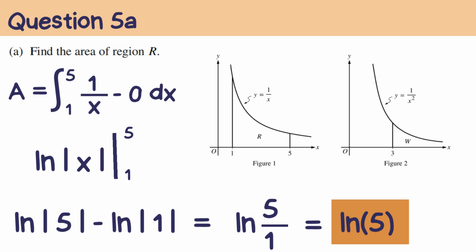And for the points, I think it's going to be a point for the setup, and then another point for plugging in the 1 and 5 to get an actual answer without any variables, and it can be simplified or unsimplified.